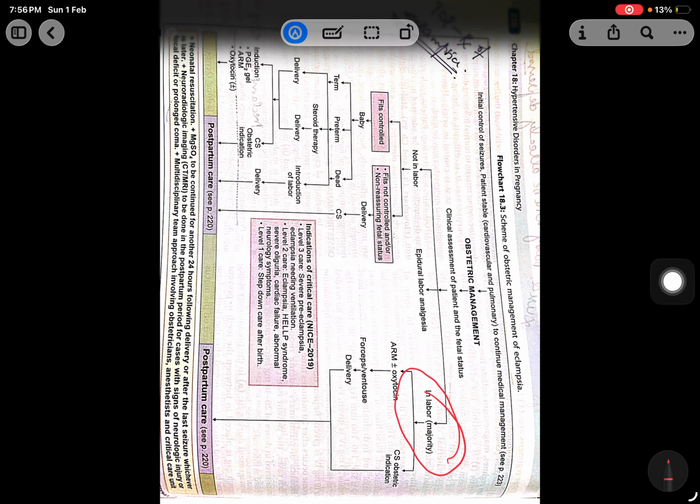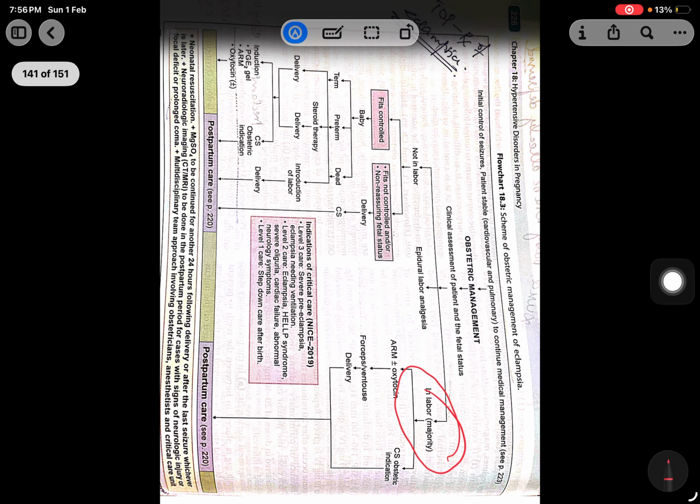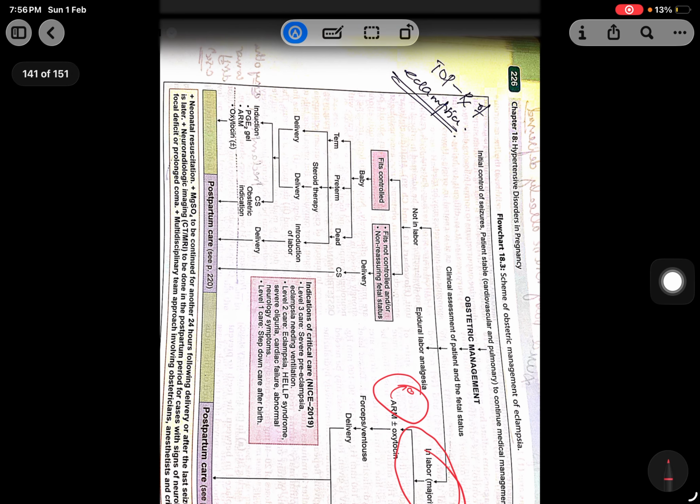How do you manage eclampsia in a labor patient? If there is any medical or surgical indication for C-section, then you deliver via C-section. But if there is no indication, you have to induce labor, then do forceps or vacuum delivery. If she is not in labor, check whether the fetus is controlled or not controlled. If it's not controlled, then obviously, what is the treatment of eclampsia? That is termination of pregnancy irrespective of gestational age.